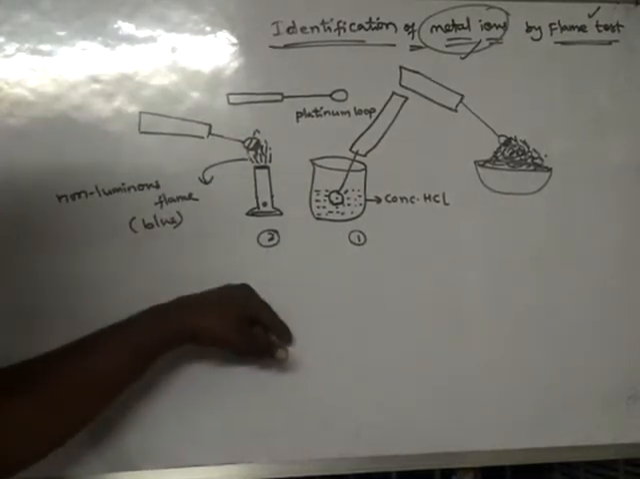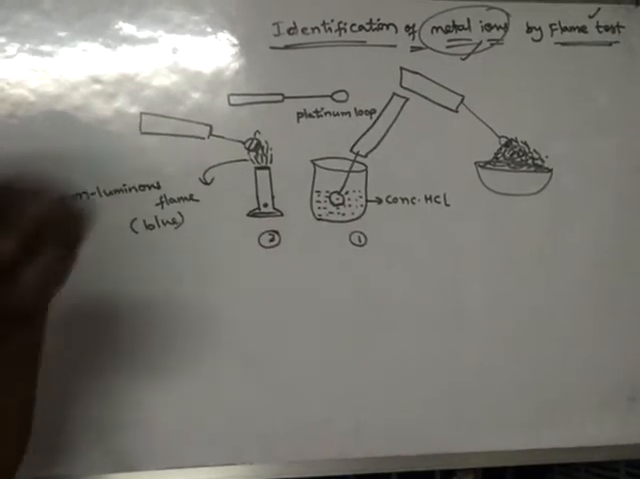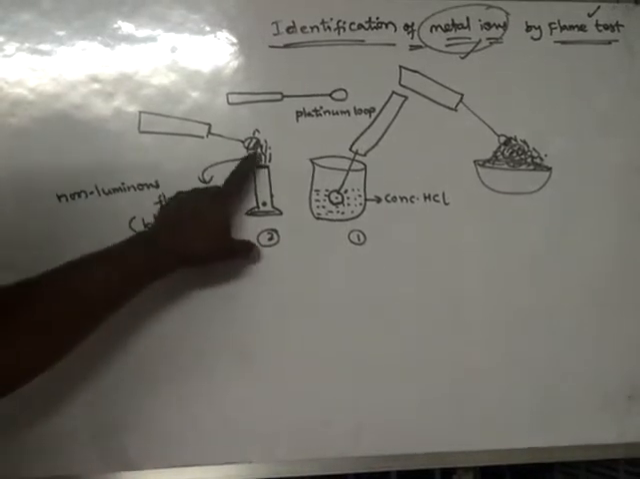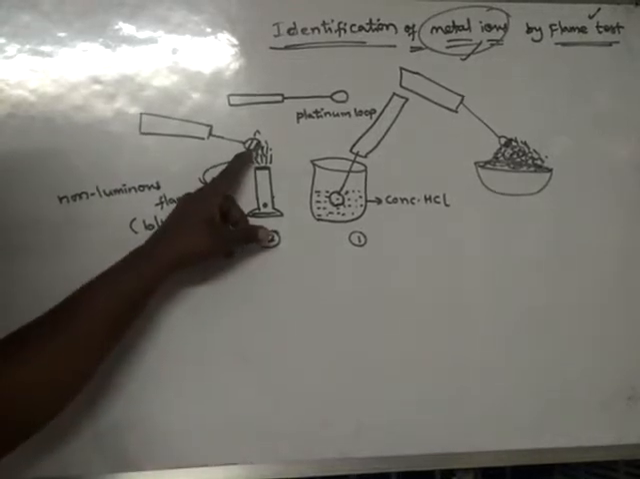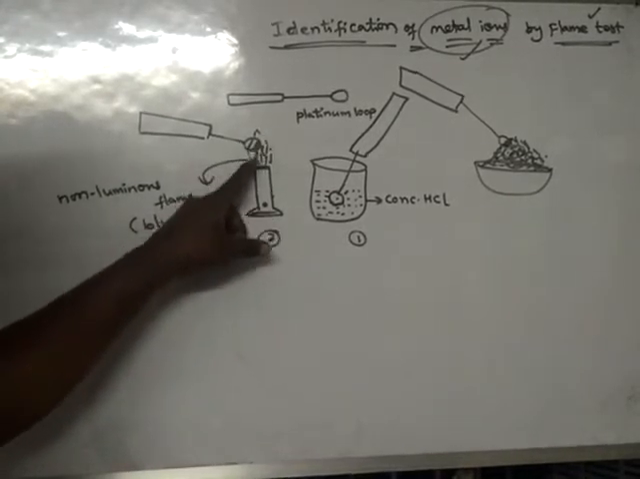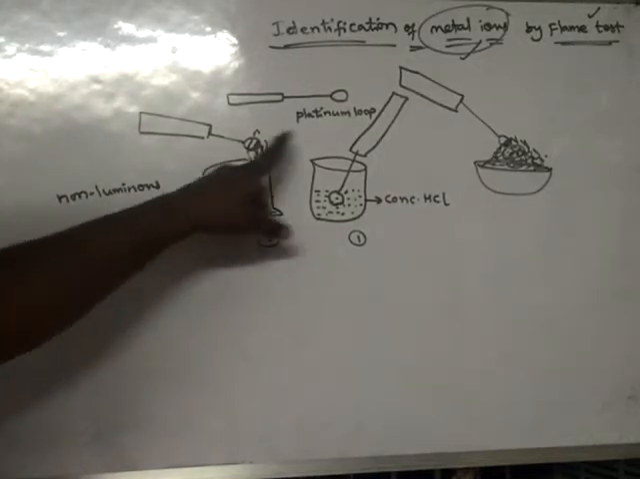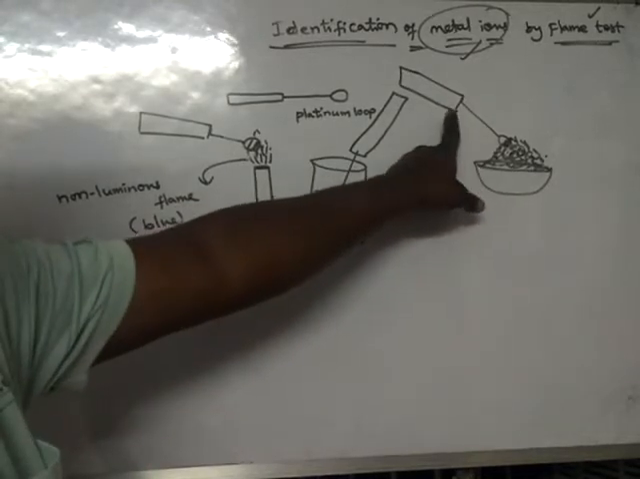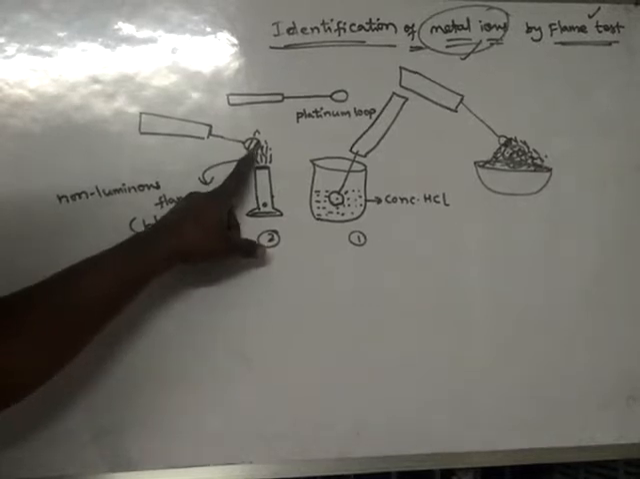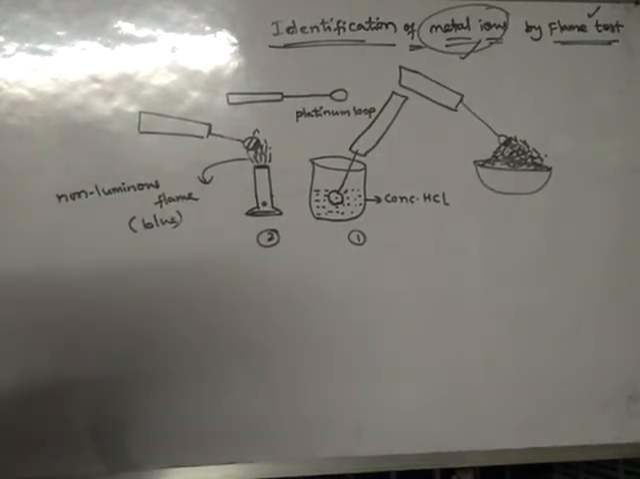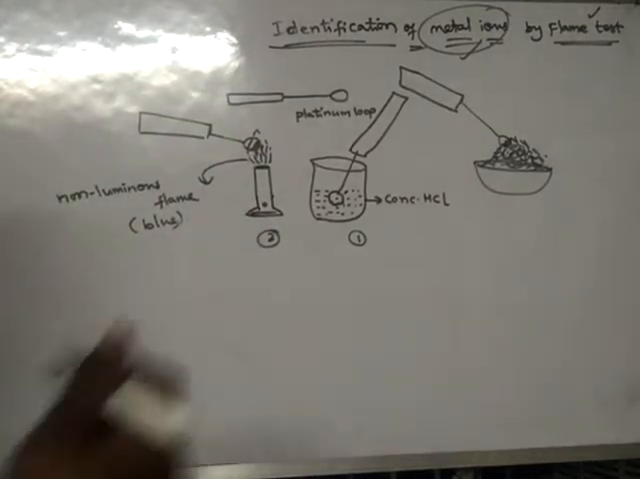Now the platinum loop is brought into this non-luminous flame a second time, and it has some compound in the loop. Now you observe the color of the flame. The color of this flame will change. Initially it was blue, but now when the platinum loop dipped in a compound is brought near this non-luminous flame, the color of the flame will change depending upon the metal ion present in this compound.